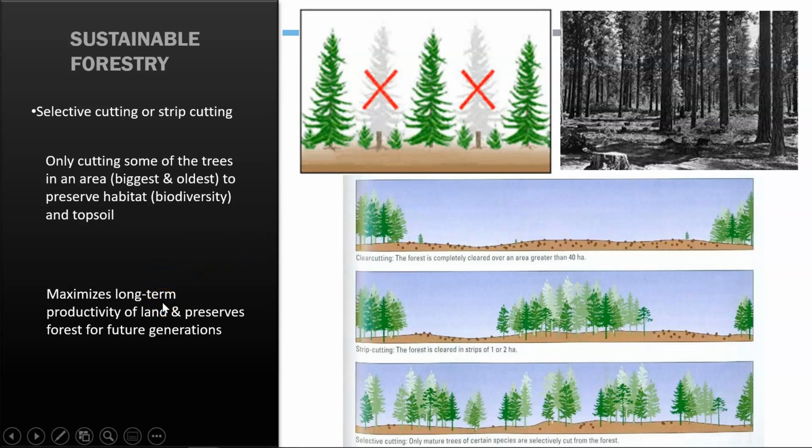What's great about selective cutting or strip cutting, and that's the two here below, is that it maximizes the long-term productivity of the land. So it's maintaining soil health. There's this good soil conservation. You're not wiping out the whole forest, and it also preserves the forest for future generations.